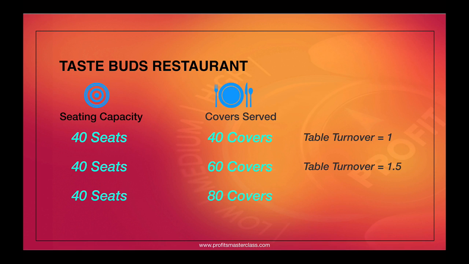As we can see, the more the number of times a restaurant has covers served compared to its seating capacity, the higher the table turnover. How did we calculate table turnover? Table turnover is simply the ratio of covers served to seating capacity.